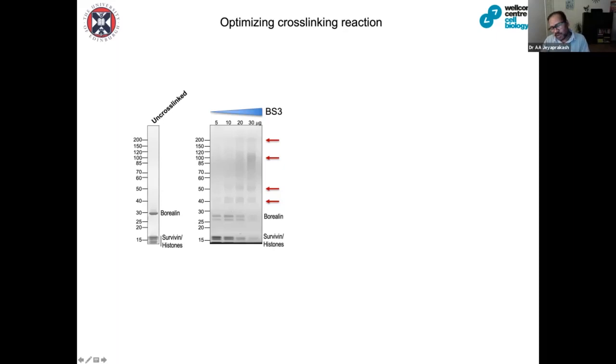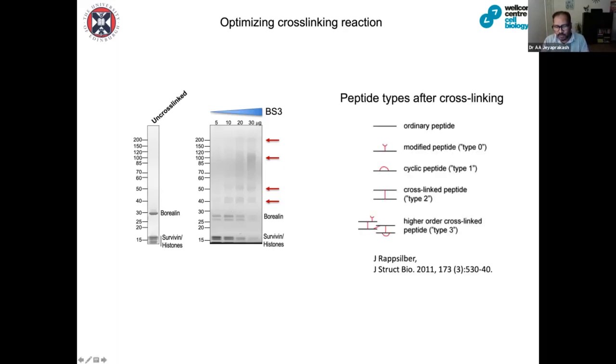As I said earlier, I'm not going to go into the technical details of how cross-linked peptides are identified, but one point to keep in mind is that the peptide mix that you obtain after digestion is a very complex mix. This includes ordinary peptides, which are unmodified, modified peptides where the crosslinker reacts only with one amino acid, cyclic peptides or internally bridged peptides, cross-linked peptides, and combinations of all the above.